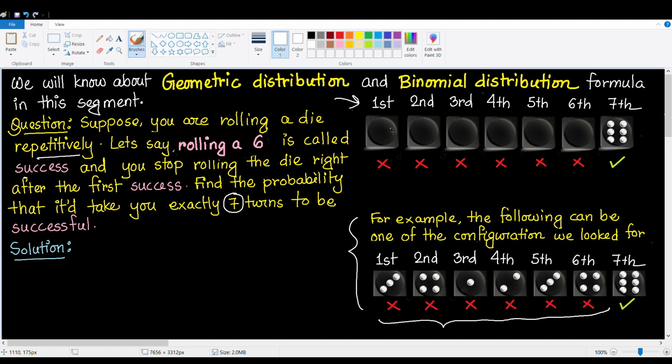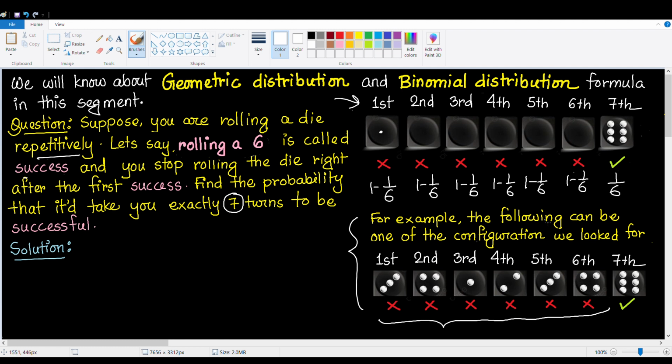We want either a 1, 2, 3, 4, or 5, but not a 6 in the first turn. So what is the probability of rolling a 6 in the first turn? We know that it is 1 by 6. So the probability of not showing a 6 is 1 minus 1 by 6. It will be the same for the second roll and the third, and so on until the 7th turn. In the 7th turn we want a 6 to show up, therefore the probability will be 1 by 6.